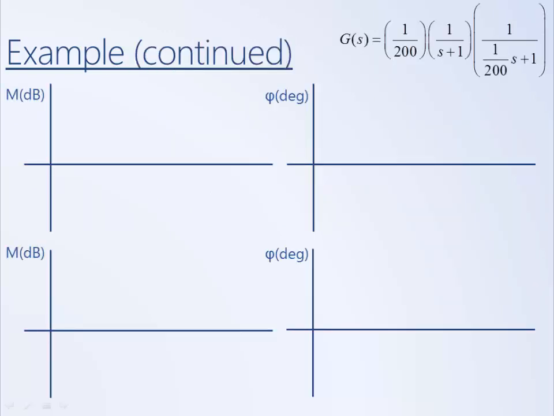So here again are the components of our larger transfer function put into Bode form. We'll sketch the Bode diagrams of each component separately, and then we'll add the components together. We'll start with the magnitude plot. The magnitude plot of a simple gain is simply a straight line at 20 log k, where in this case k is 1 over 200. So 20 log of 1 over 200 is approximately -46 dBs.